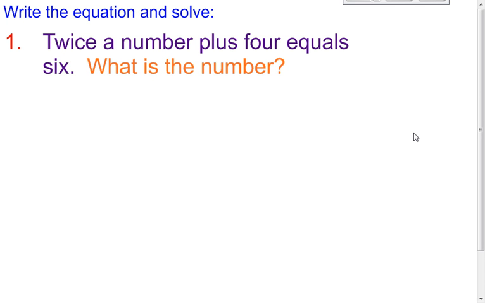This lesson will involve translating different sentences to algebraic equations and then solving them. So I will try to work through this with you, taking it kind of one word at a time and changing it into an equation.